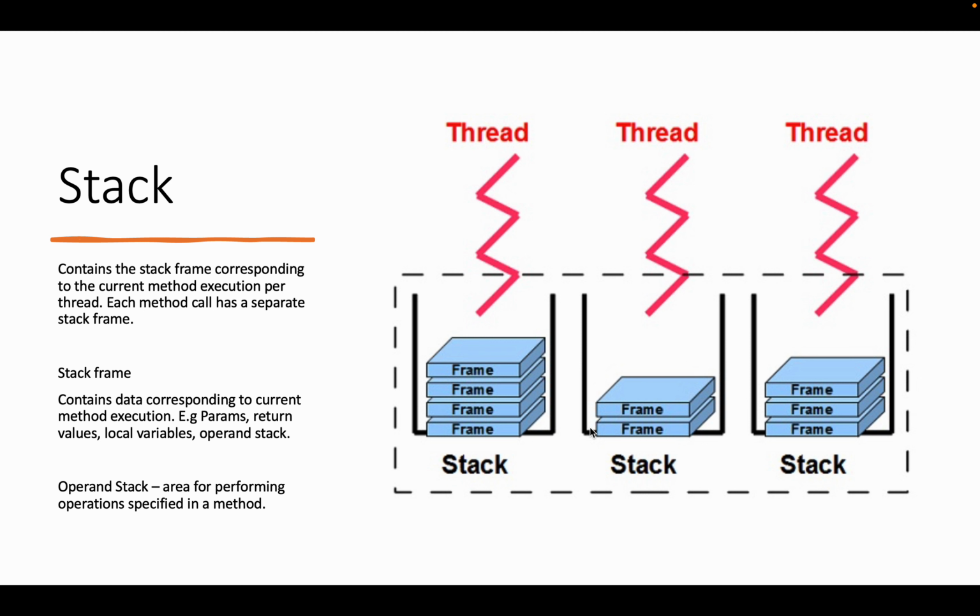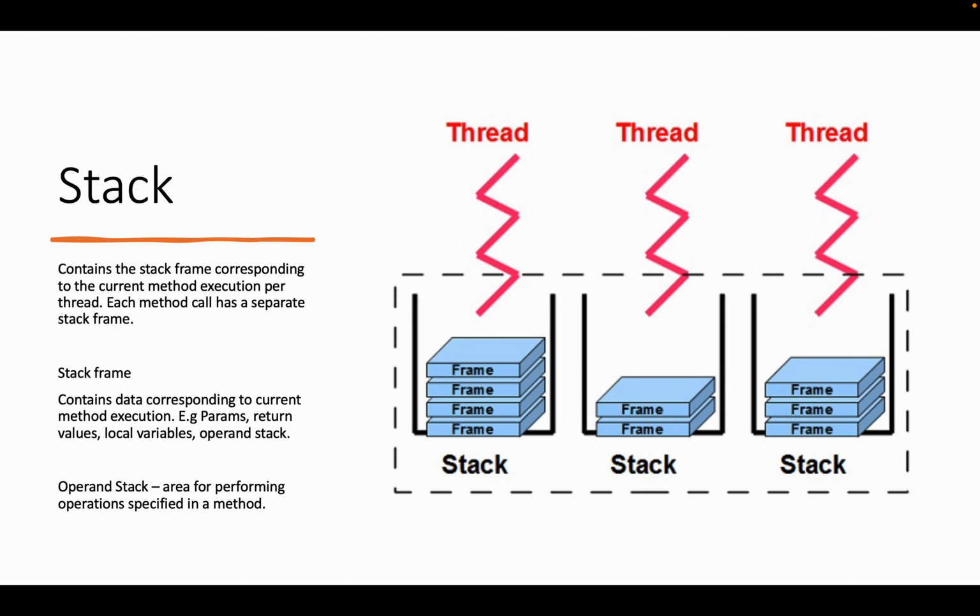Then we have the stack. The stack contains the stack frame corresponding to the current method execution per thread. And each method call has a separate stack frame, as you can see. In our other video where we were talking about exceptions and the stack frame, we were able to see what the stack frame actually looks like, the representation of it.